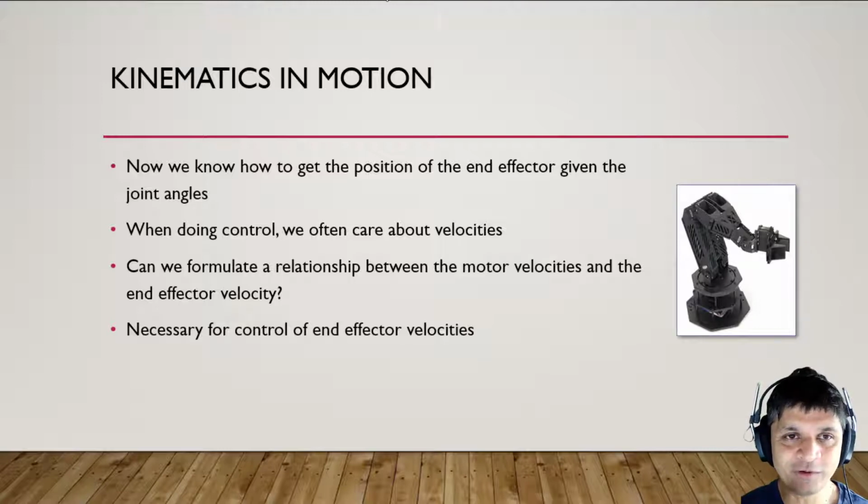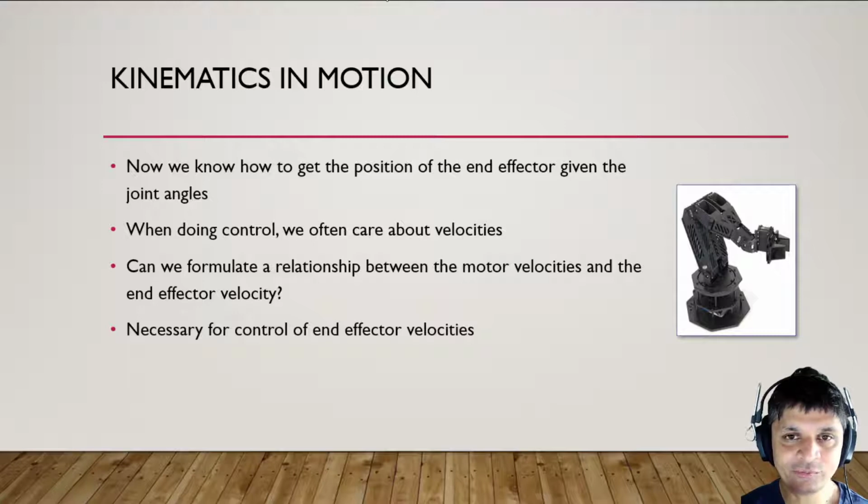But often when we're working in control, we care about the velocities of the end effector. So if you picture something you're trying to do with a robot arm, perhaps you're trying to write a word or something like that, you might care about what the velocity of the end effector is, both in a linear sense, meaning how it's moving through space, and an angular sense, meaning how it's rotating.